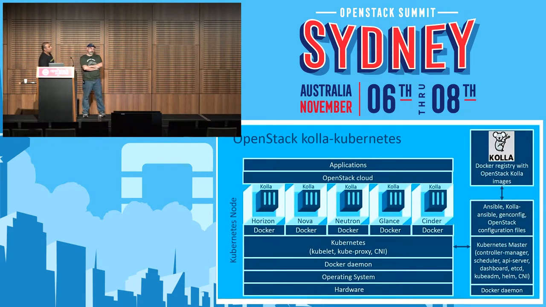This is a zoom-in view of one of the target nodes with Kolla Kubernetes installed. On the left, the big box is one of the target nodes. That's a Kubernetes worker node. Going from bottom to top, there's hardware, the operating system, the Docker daemon, and the Kubernetes bits of the worker node, which are kubelet, kube-proxy, and CNI, and then all the OpenStack services in containers. They all form the OpenStack cloud, and on top is the customer application. On the right are the Kubernetes master and the registry at the top.